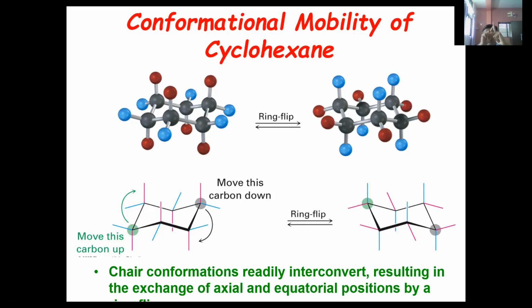This is an axial bond. Suppose I rotate, flip. Soon after flipping, this becomes equatorial, this becomes axial. In the earlier case, it is equatorial, it is axial. Soon after flipping, this becomes equatorial, it becomes axial. Same situation. So chair conformations readily interconvert, resulting in the exchange of axial and equatorial positions.